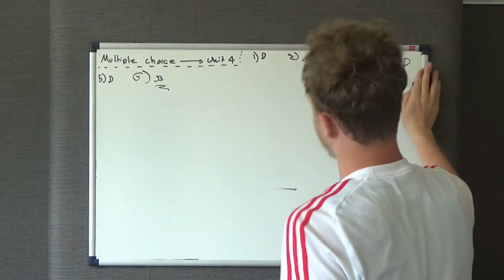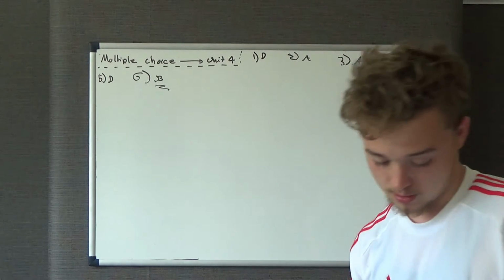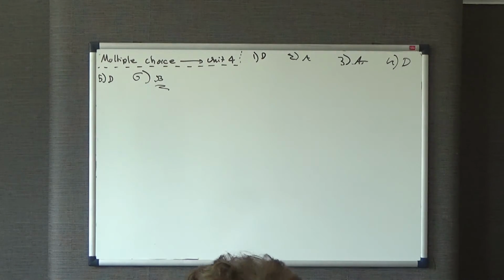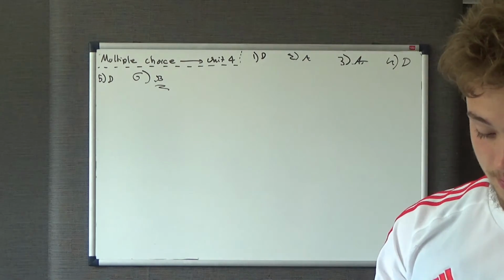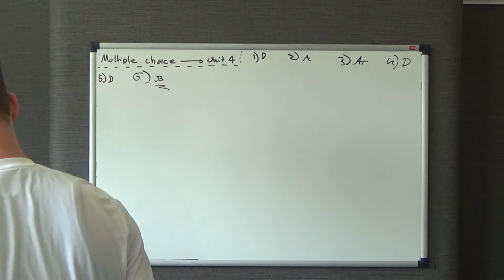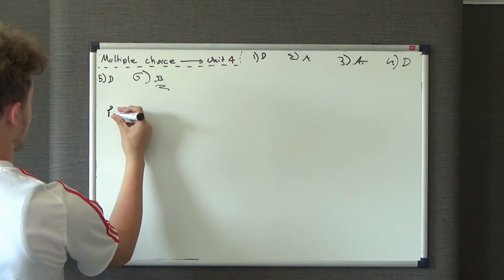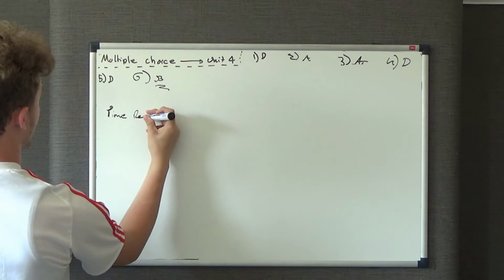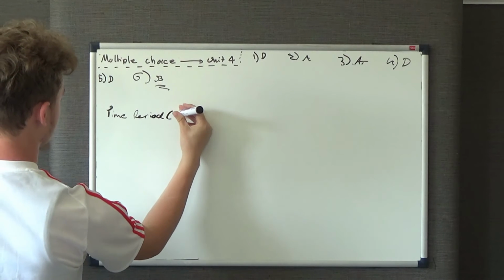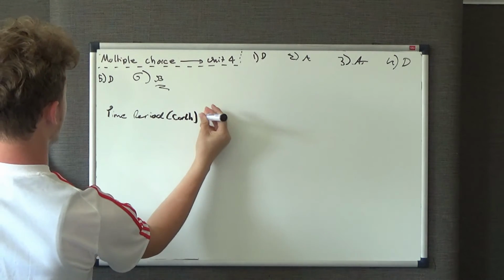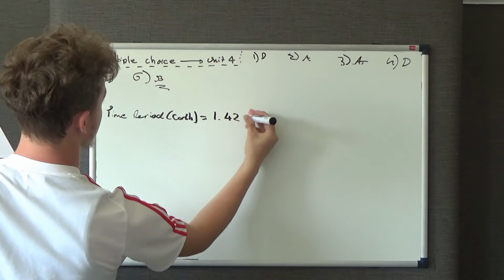That was quite a blast of simple harmonic motion questions, so I don't think there's that much more that you can ask. But, oh yep, another question on simple harmonic motion. Question 7. A simple pendulum has a time period of 1.42 seconds on Earth. I'll just put time period and then in brackets I'll put Earth. So the time period on Earth we are told is 1.42 seconds.